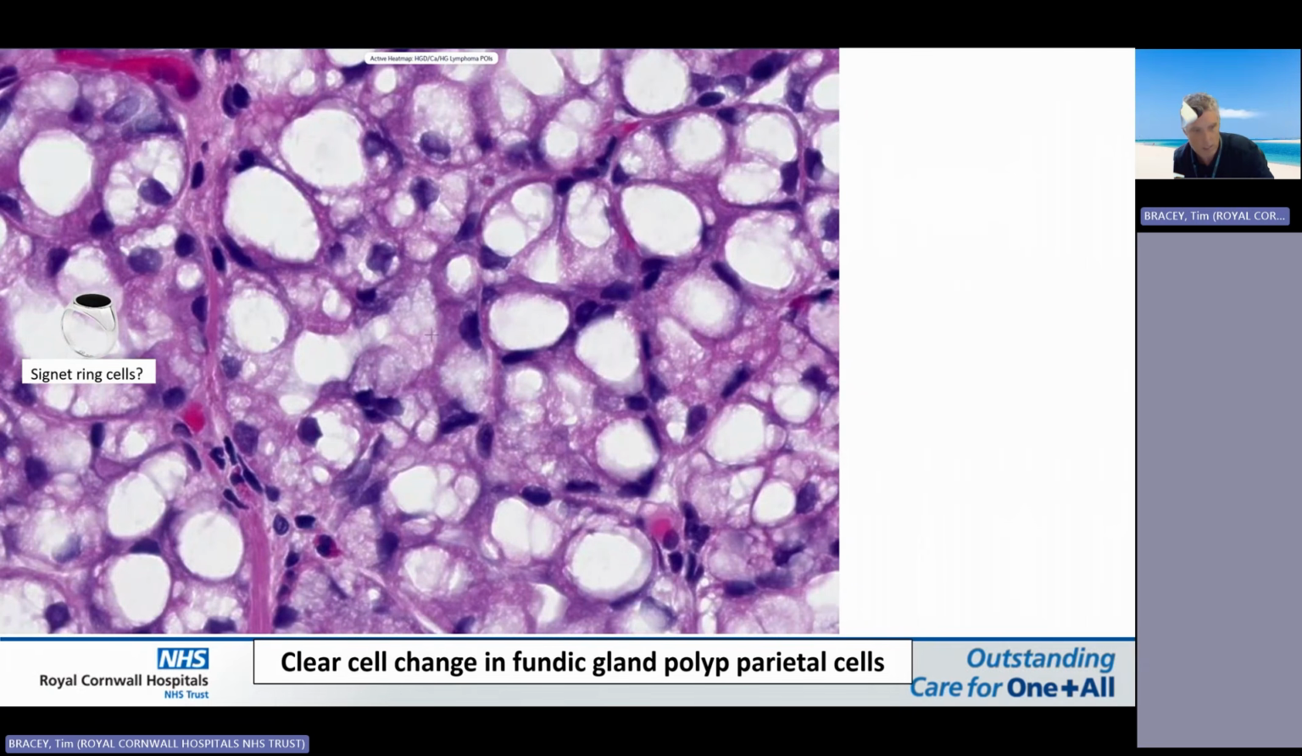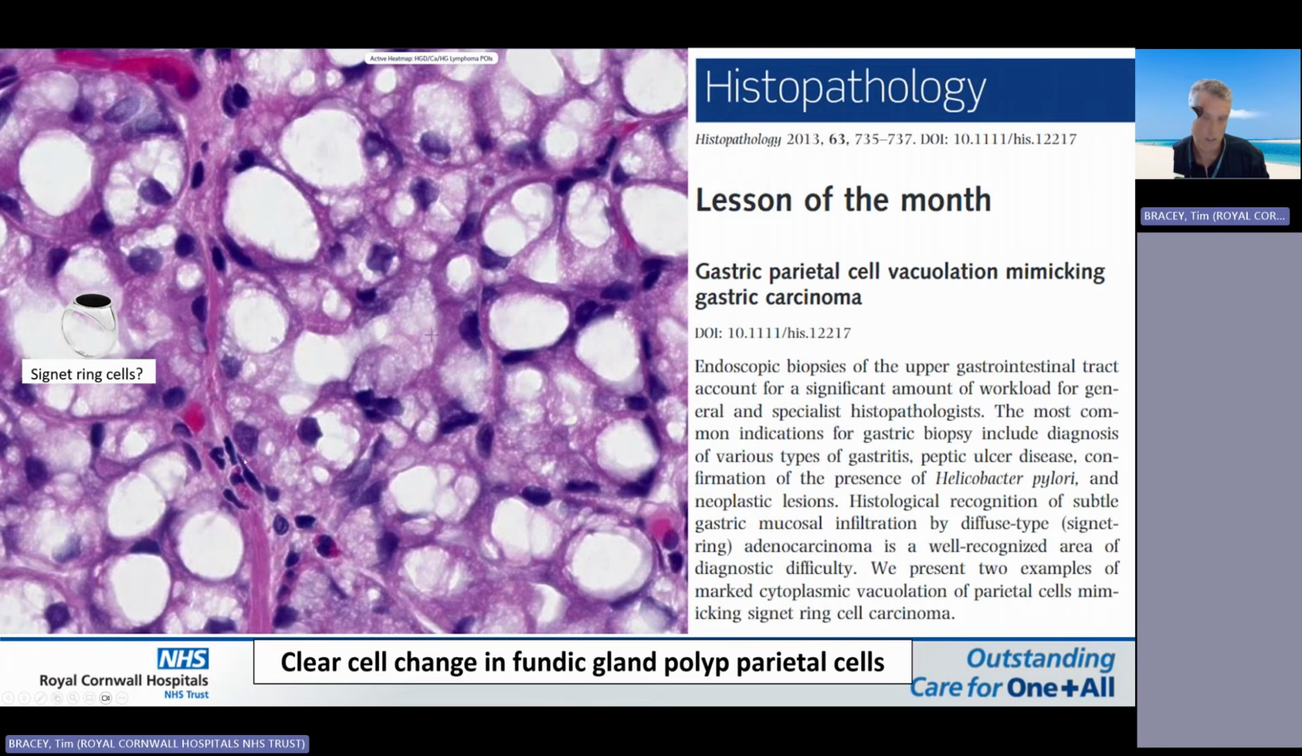But you can see if you start looking really closely at high power at these cells, you could probably convince yourself that they're malignant. But these are artifactual signet ring-like cells, and actually there were areas of the polyp where you could see normal parietal cells merging into the abnormal cells. And this is something which Ranjan Chetty and other colleagues have published, gastric parietal cell vacuolation mimicking gastric cancer.